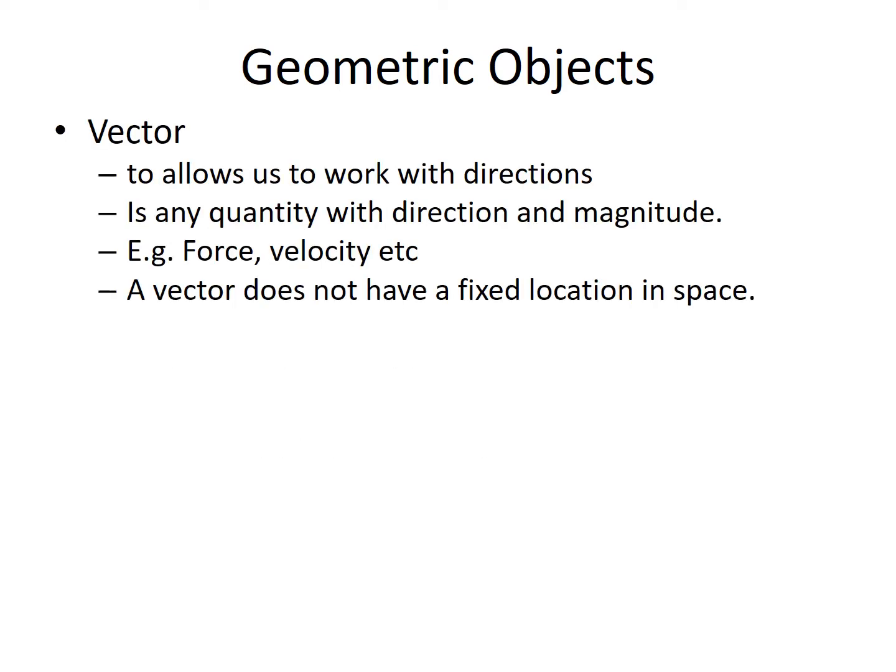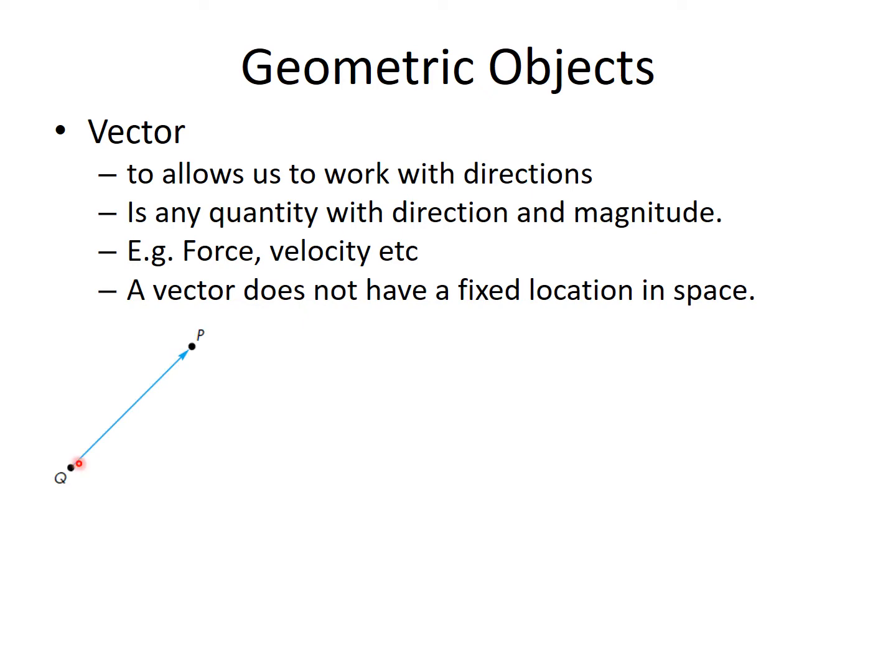Another geometric object used in computer graphics is a vector. A vector allows us to work with directions. It is any quantity with a direction and magnitude, such as force or velocity. A vector does not have a fixed location in space. Instead, it is just a direction.